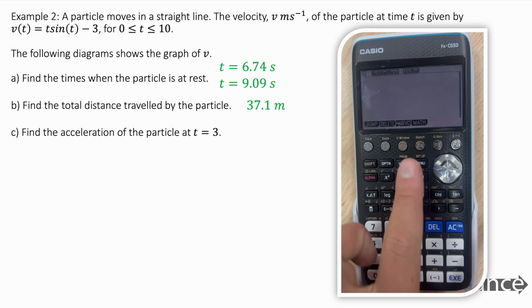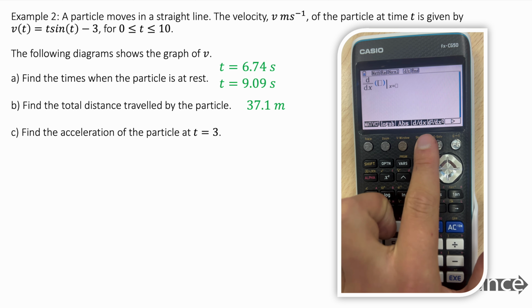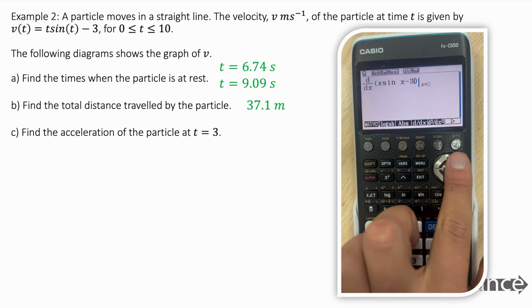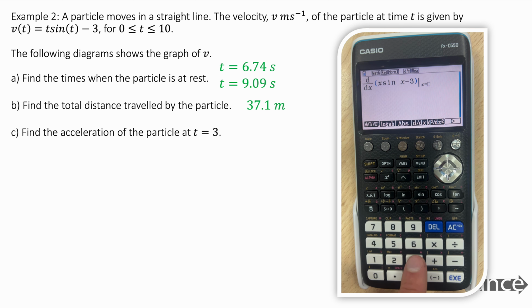Let's go to the calculator, press maths, and d over dx. We'll type in the equation, x sine of x minus 3, and the x value where we want to evaluate that is 3. We want to evaluate it at x equals 3. And we get minus 2.82 meters per second. And so the acceleration at 3 seconds is that.